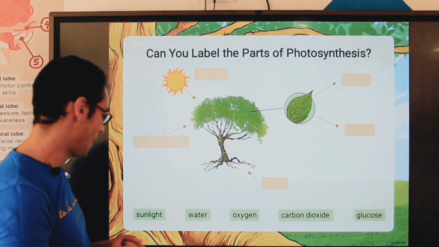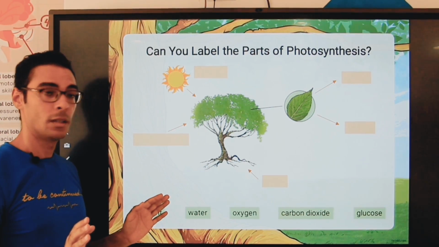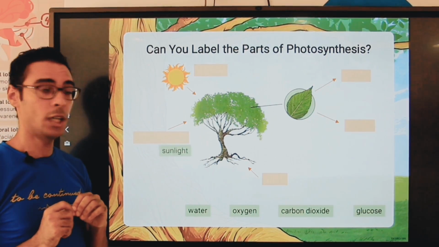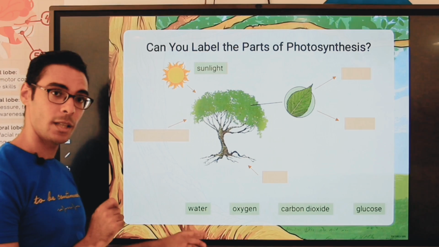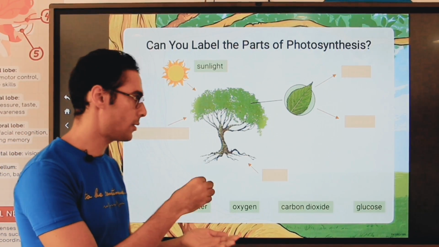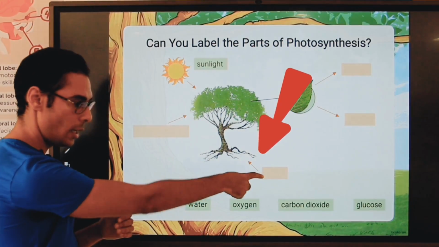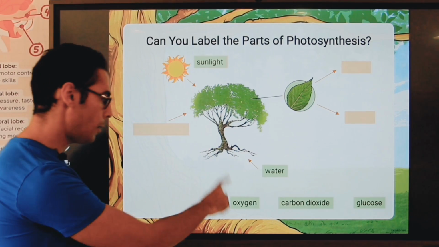Let's get started. The sunlight, where to put it? Just mention the location. You mean here? Let's make sure. Perfect. What's the upcoming one here? It's water. Where is the location of the plant part that is responsible for taking the water? Yes, it's there. Perfect. Let's make sure. Great.